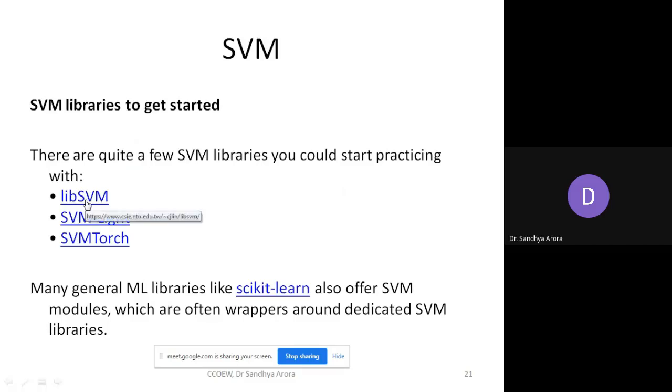SVM libraries are available: libSVM, SVMLight, SVM Torch are available. Scikit-learn also has a function for SVM. Directly you can use it. Just specify your data carefully. Those who are interested can work with SVM using scikit-learn. Just a function SVM.